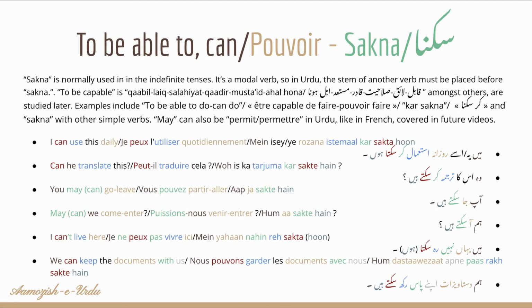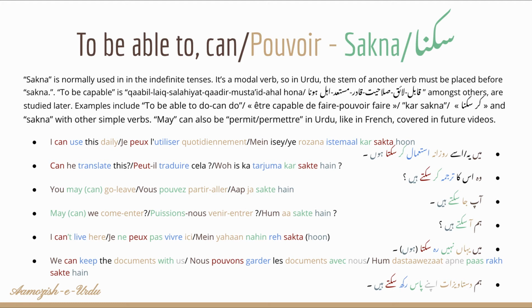To be able to or can: sakna. I'm not sure if you know, but can and may are both modal verbs. That's why they're called defective verbs, as in they don't have an infinitive. But sakna is normally used in the indefinite tenses, and it's also a modal verb in Urdu, but it does have an infinitive. The stem of another verb must be placed before sakna. So kar sakna is to be able to do, or reh sakna is to be able to stay.